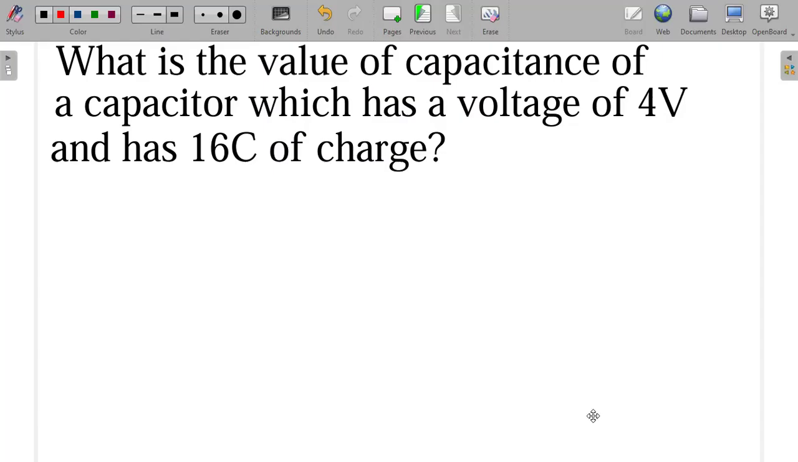Okay, so now let's look at an exam question on capacitance. The question says, what is the value of capacitance of a capacitor which has a voltage of 4 volts and has 16 coulombs of charge? If you don't know the formula for finding the capacitance, then you easily lose marks in the final exam. So let me quickly show you the formula and how to apply it.